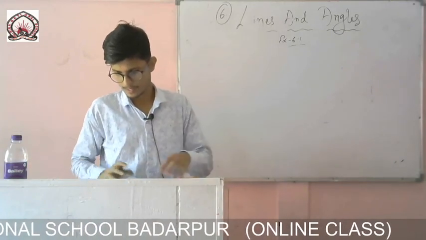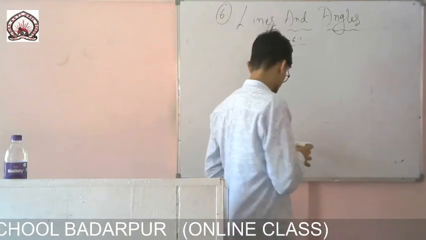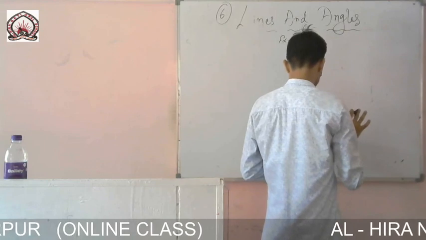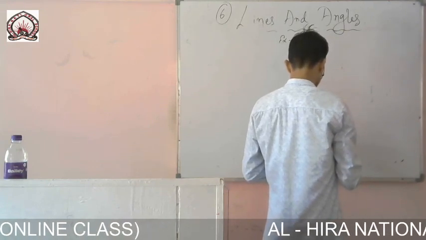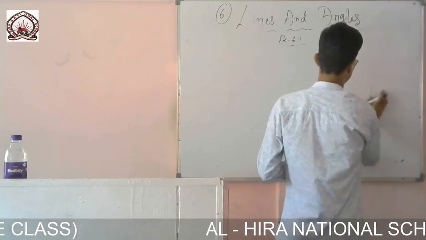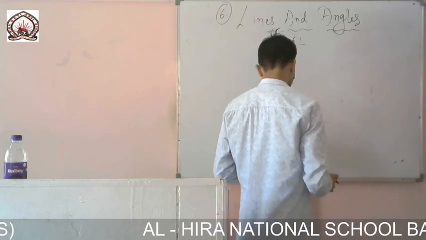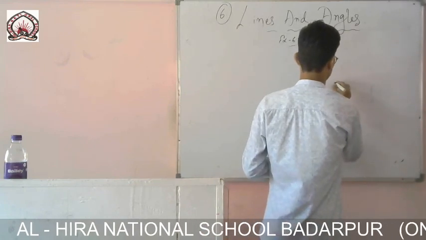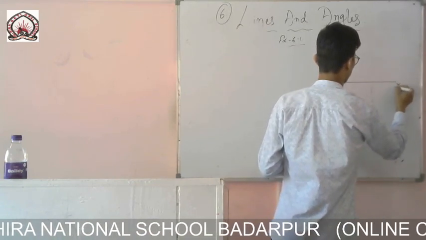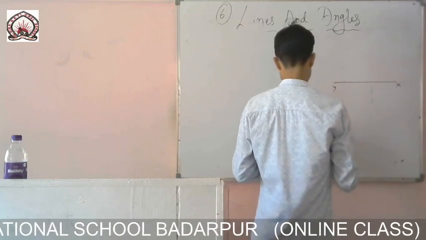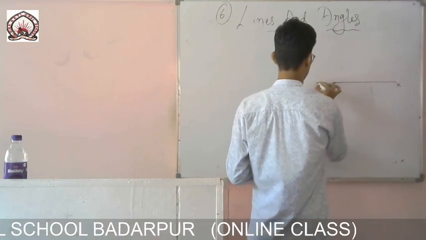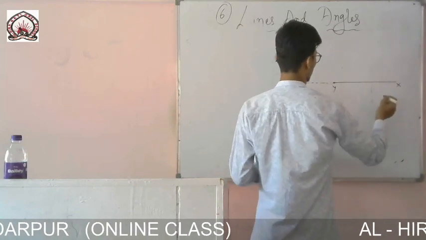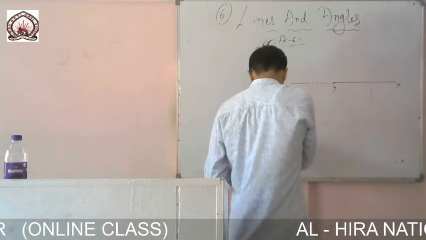So the question is given like this. It is given that angle XYZ is equal to 64 degrees. XY is produced. So first of all, let me draw a line XY. XY is produced to a point P.